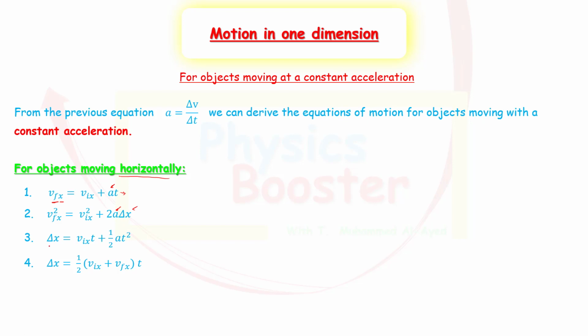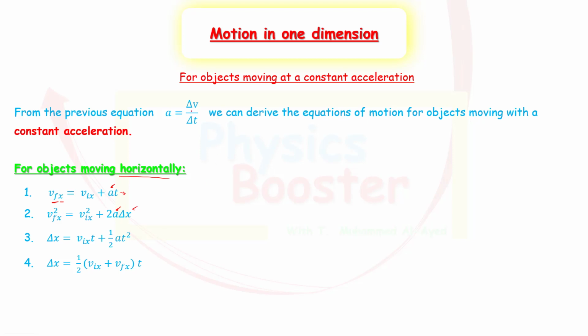Again, there's another equation. Delta x is equal to v initial x, the initial velocity in the x direction, multiplied by t, which is time, plus half a t squared. And finally, there's another equation for delta x, which is half multiplied by, open a parenthesis, v initial x plus v final x, close the parenthesis, multiplied by t.